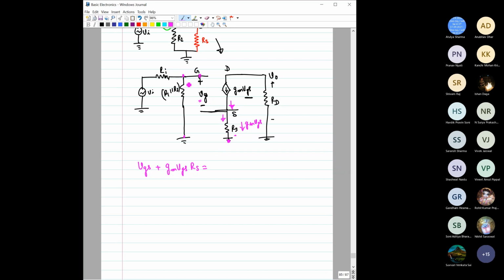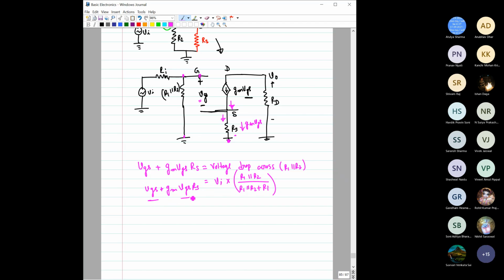So this total voltage drop would be equal to the voltage drop across R1 parallel R2, which is nothing but VI into R1 parallel R2 by R1 parallel R2 plus RI, right? The simple voltage division. So let me rewrite this expression as a whole here, right? So you can write this, okay?